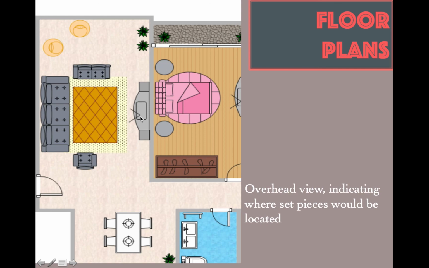There's a TV. I guess you all don't know that TV used to look like this once upon a time. There's a plant. So you could see this is as though you were standing above the stage and you're looking down onto it, and you just get an idea of where everything is going to be located. So you're not actually drawing it in a three-dimensional way.